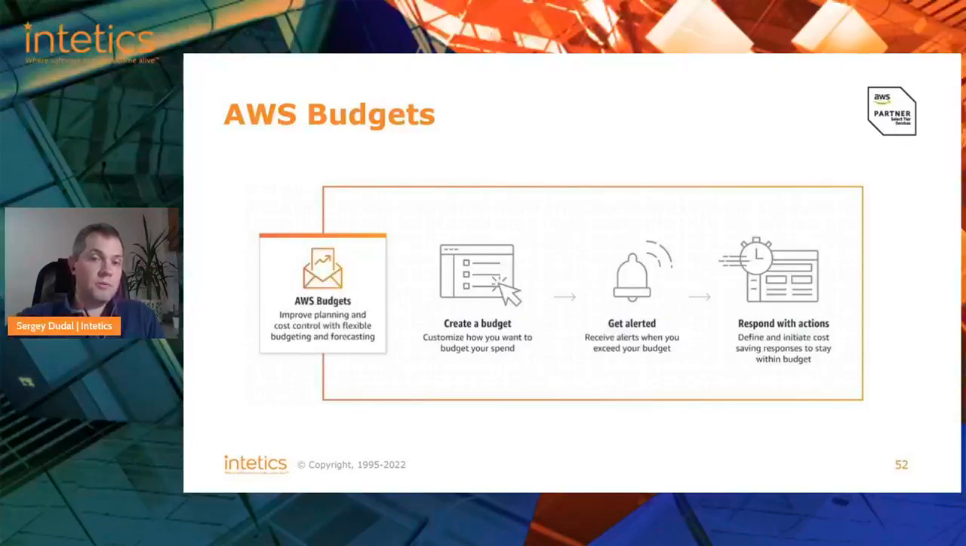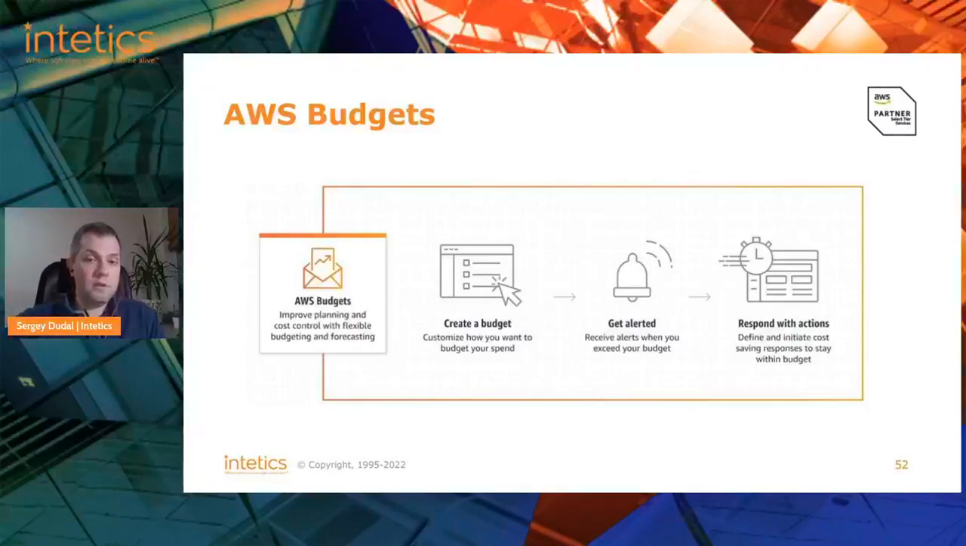So, for example, if we are in the middle of the current month and AWS Budgets sees that at the end of the month our cost for AWS will be higher than the budget we defined, it will send a notification to us and we can react to it.